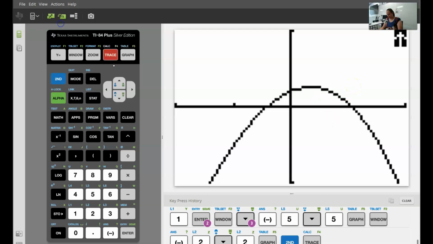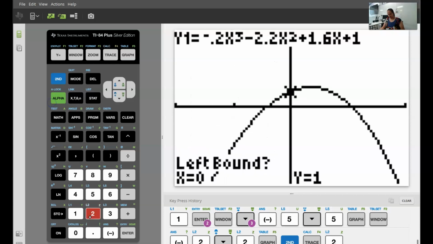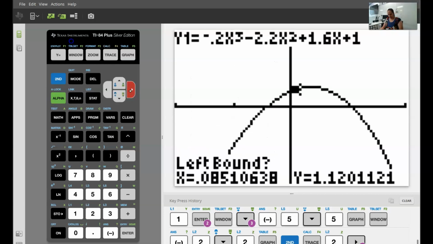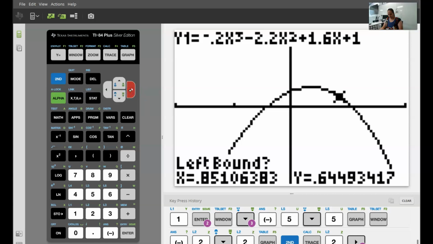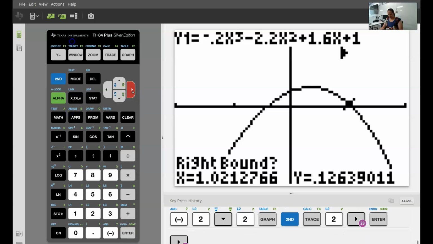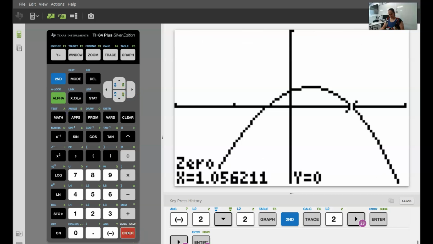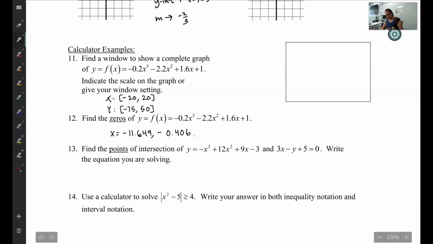So we're going to do second trace again, and this time I'm just going to use the arrow feature. That's left of the 0, enter. Right of the 0, enter. And there it is, truncate it, 1.056. So comma 1.056. Those are all our zeros.